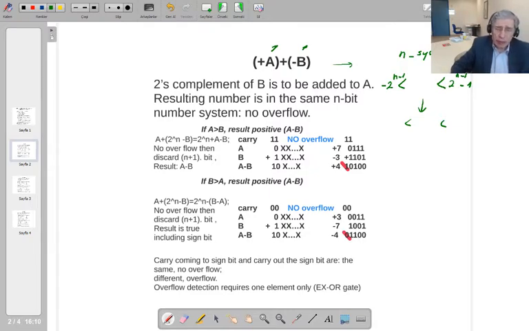So let's examine what happens in this case. Under this condition, there are two alternatives: when A is bigger than B, or B bigger than A. When A is bigger than B, what happens? In normal arithmetic, if the absolute value of A is bigger than B, you subtract B from A, and the sign of A should be given to the resulting number.